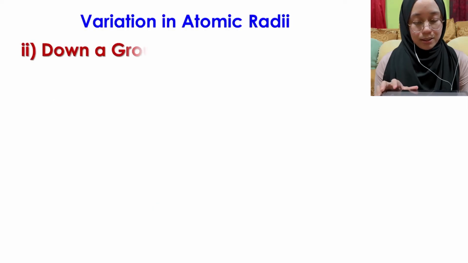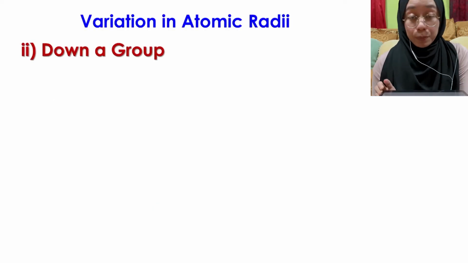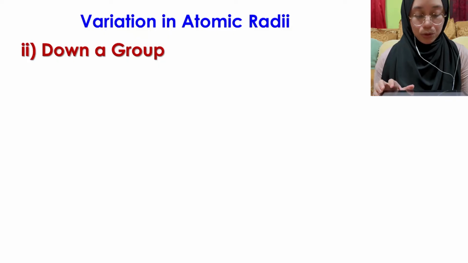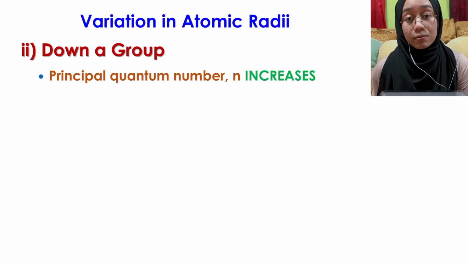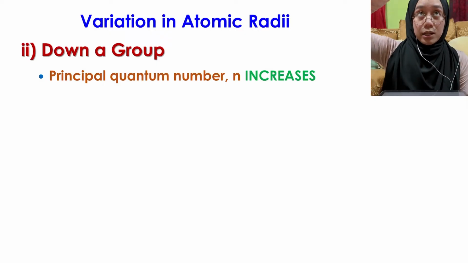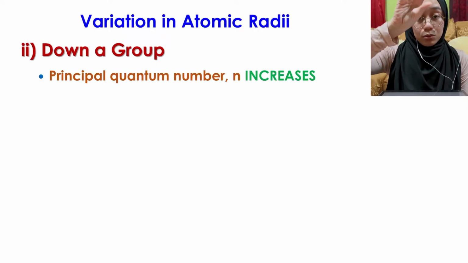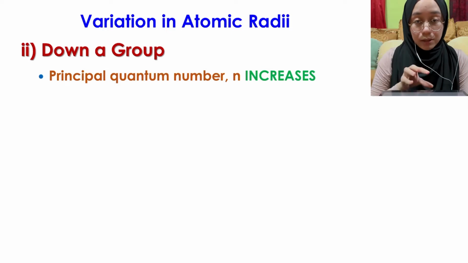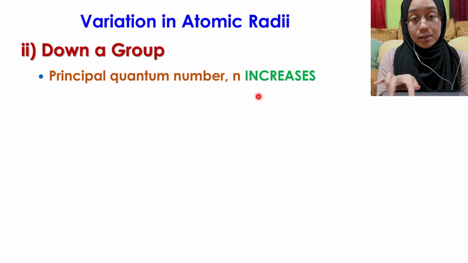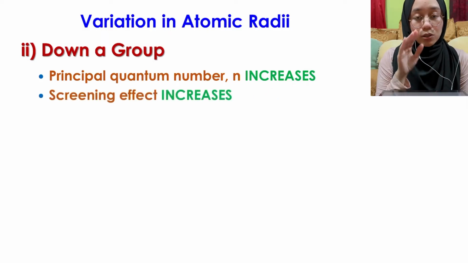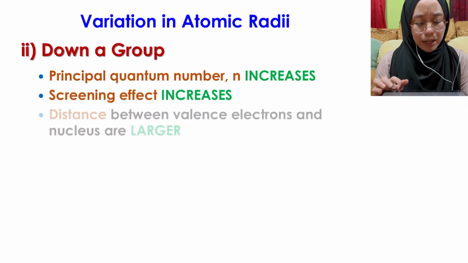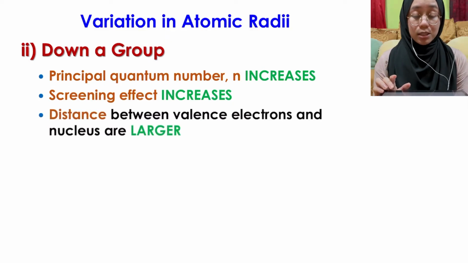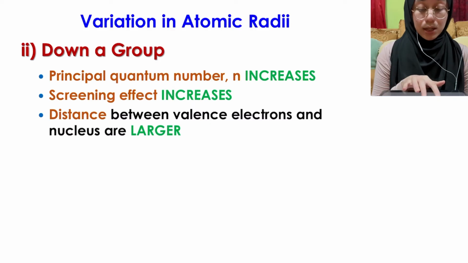Okay, and then next we look at going down the group. Going down the group, the principal quantum number increases. Right? Going down the group, we start with period 1, then period 2, period 3, period 4, period 5, and so on. So as you can see, the principal quantum number, the n value, increases. So the screening effect also increases. What actually is this screening effect? We will look at it next. And then the distance between the valence electrons and nucleus is larger.